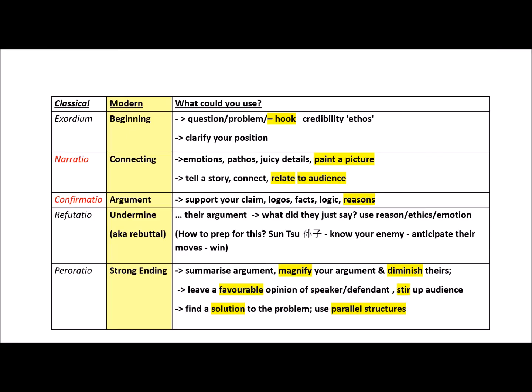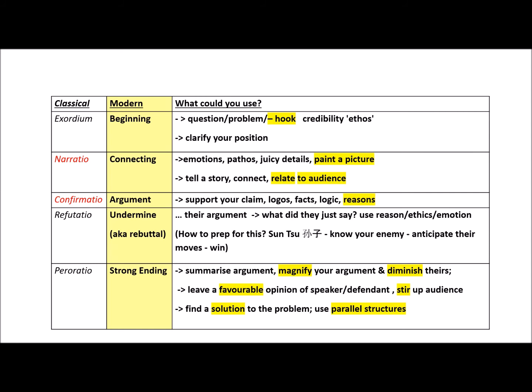Now, as every lawyer knows, you need to end your persuasive pitch with a strong ending. Emphasize the strengths of your argument. Remind us of the main points. Stir up the audience. Notice I'm using parallel structures there. And in a strong ending, that's a great place to use parallel structures.